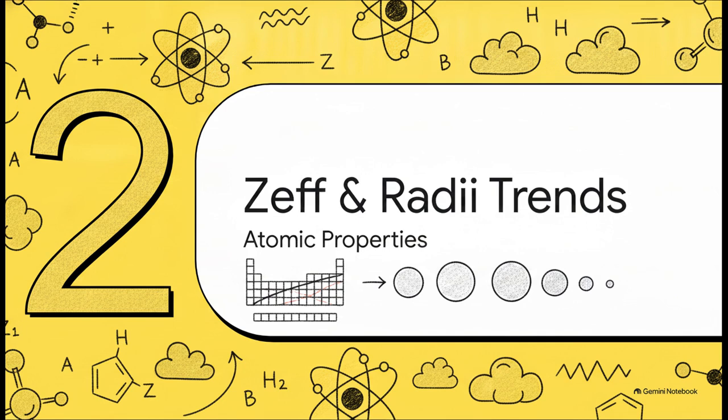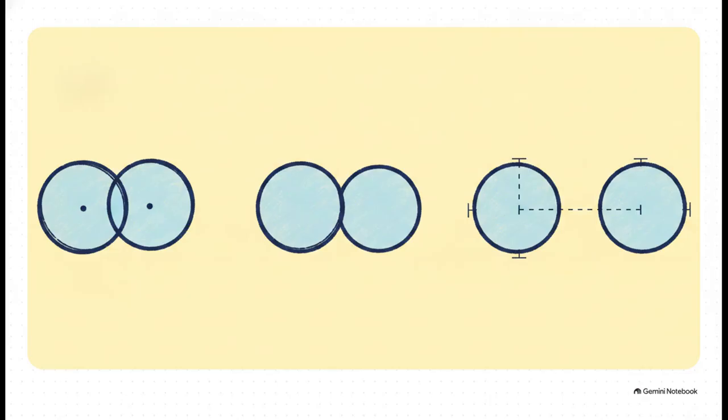Moving right along to Section 2, Zeff, radii trends, and oxides. First up, distinguishing exactly how atomic size is measured is key. Covalent radius measures overlapping orbitals, so naturally, it's the shortest distance. Metallic radius measures atoms touching in a crystal lattice. But the van der Waals radius, that one is always significantly larger because it measures the closest approach of 2 non-bonded atoms. There's 0 orbital overlap there, just a whole lot of empty space.